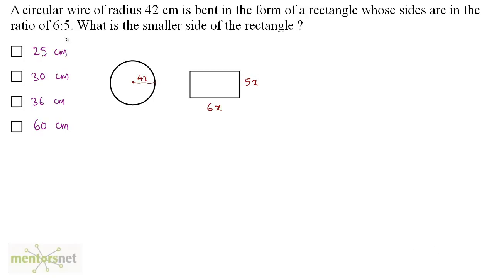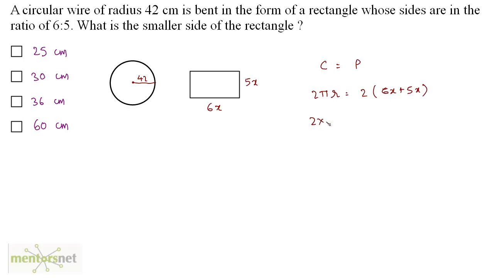Now it is said that this circular wire is bent in the form of a rectangle. That means the perimeter of the circle will be equal to the perimeter of the rectangle. In other words, the circumference of the circle is equal to the perimeter of the rectangle. So C is equal to P. What is the formula to calculate the circumference of a circle? That's 2 pi r. It is equal to perimeter, which is 2 times (L plus B). So 2 times (6x plus 5x).